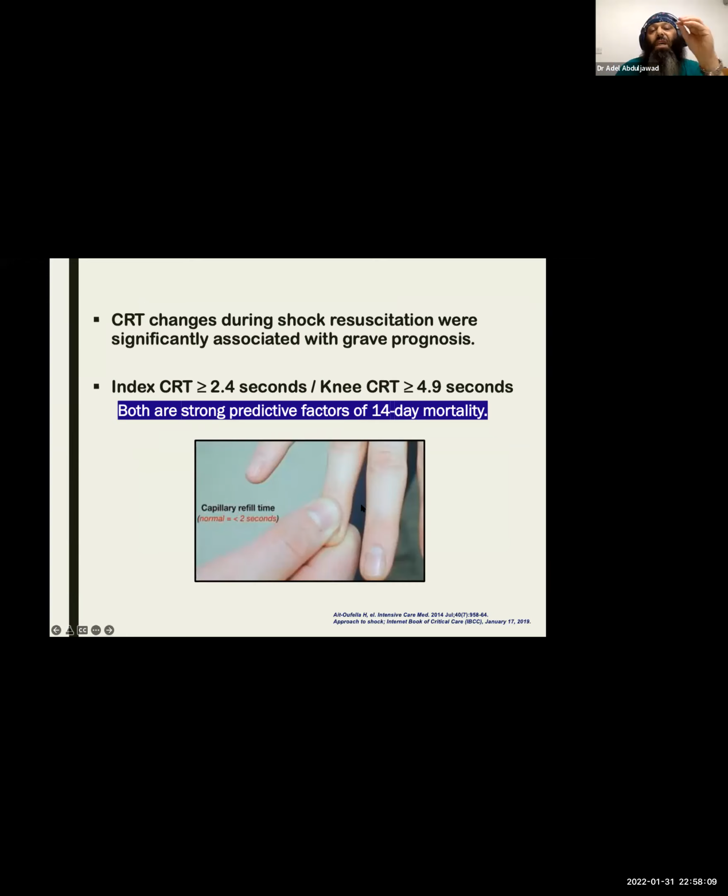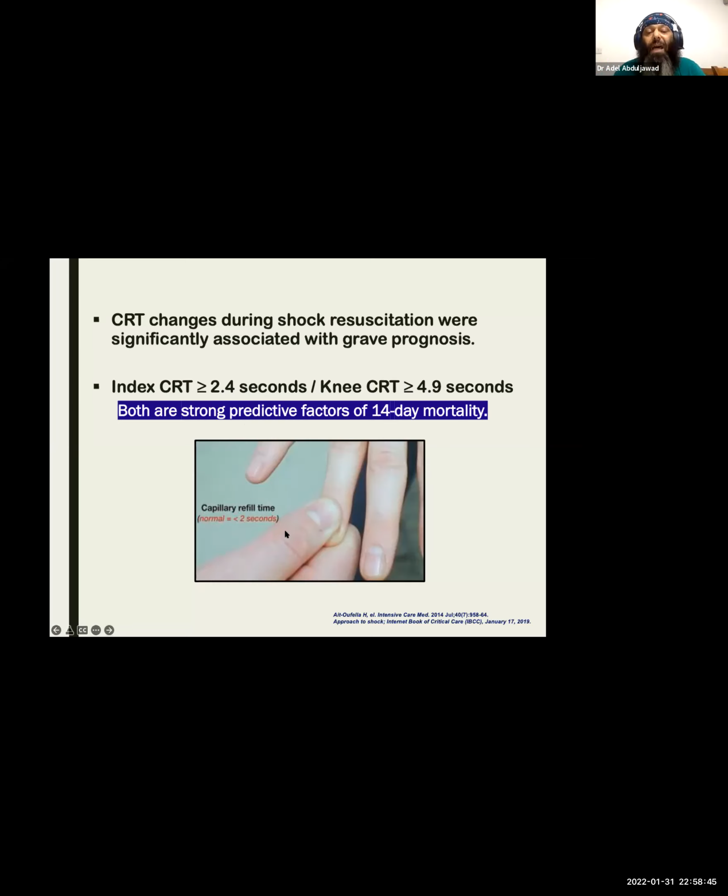So what's the capillary refill time? It's measured at the index finger and at the knee. And they found that if the index finger capillary refill time is equal or more than 2.4 seconds, and at the knee more than 4.9, just for simplification, 2.5 and 5 seconds. If 2.5 or more at the index, 5 or more seconds at the knee, both are strong predictive factors for 14 days mortality in critically ill patients.